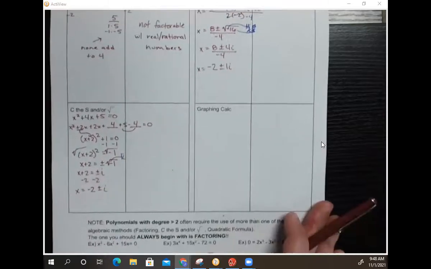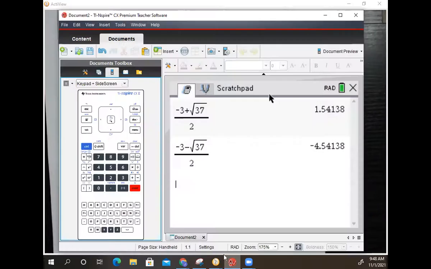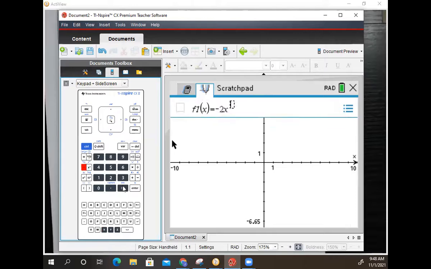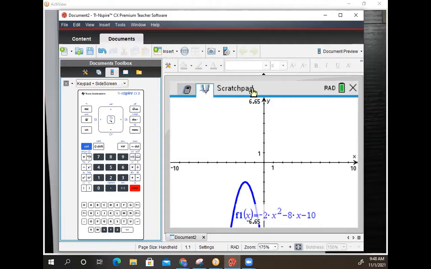If I were to solve this one by graphing, I've got standard form, so I'll go ahead and graph standard form. And go to our graph here. So we've got negative 2x squared minus 8x minus 10. Since my function was equal to 0, I'd be looking for x-intercepts.